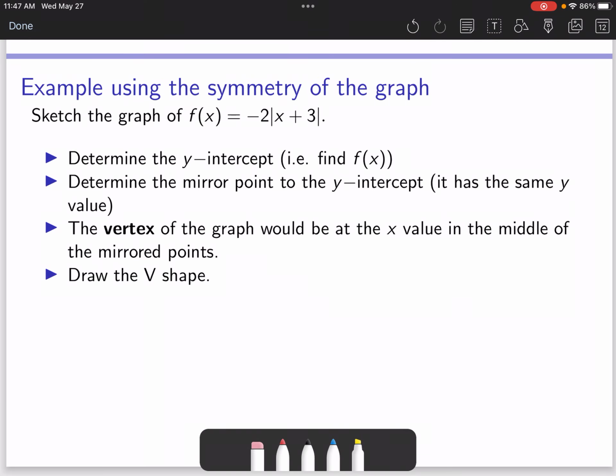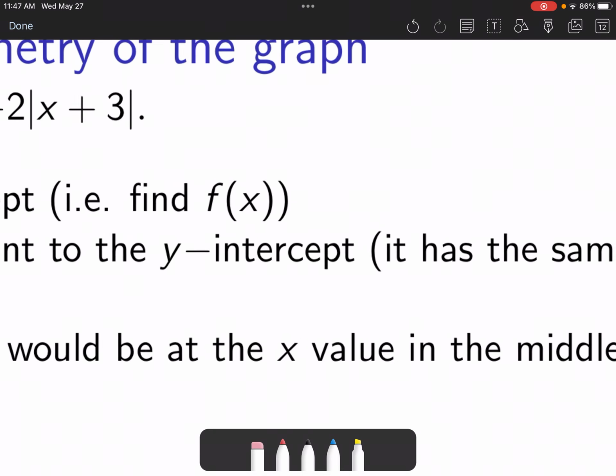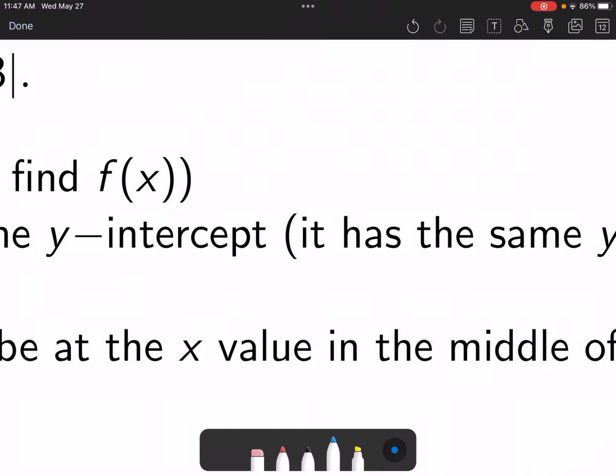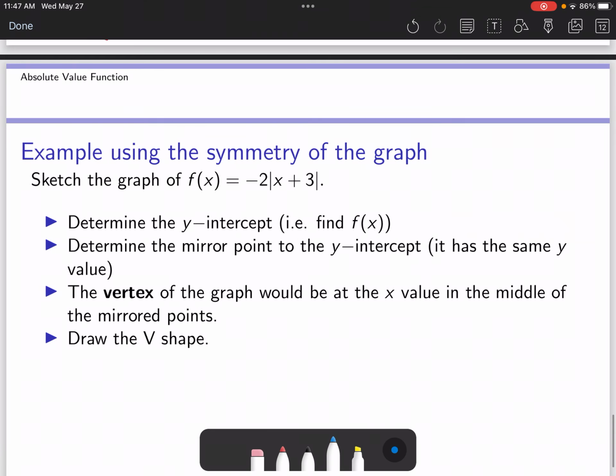But another way we can do this is by looking at the symmetry of a graph. We know that it's supposed to be a V shape. So step 1, determine the y-intercept. And so that is where we let x equals 0. So f at 0 equals the absolute value of 3 times negative 2, which is negative 6.